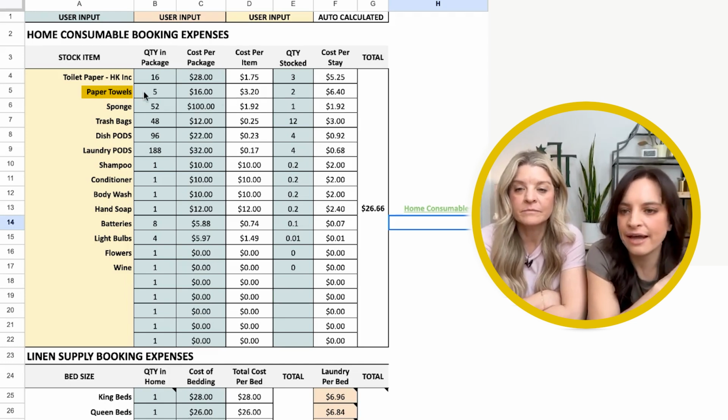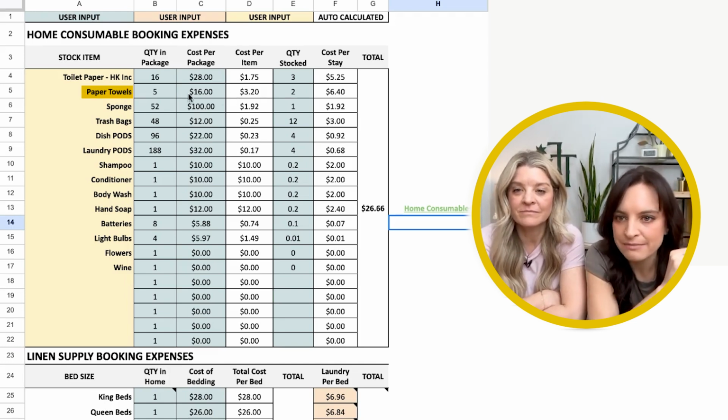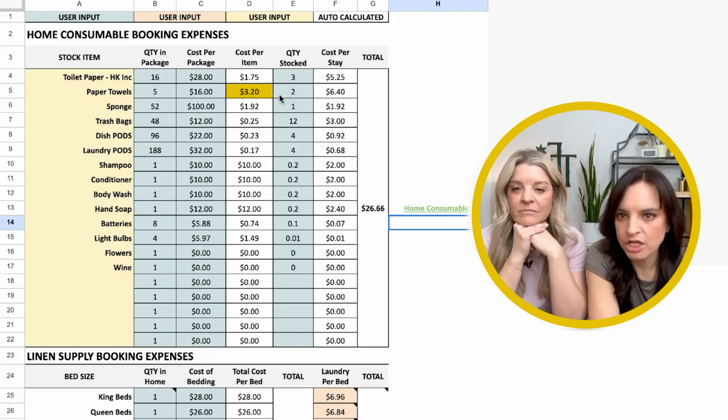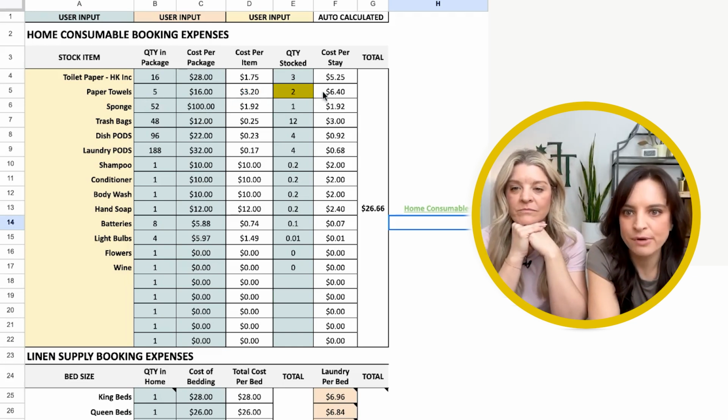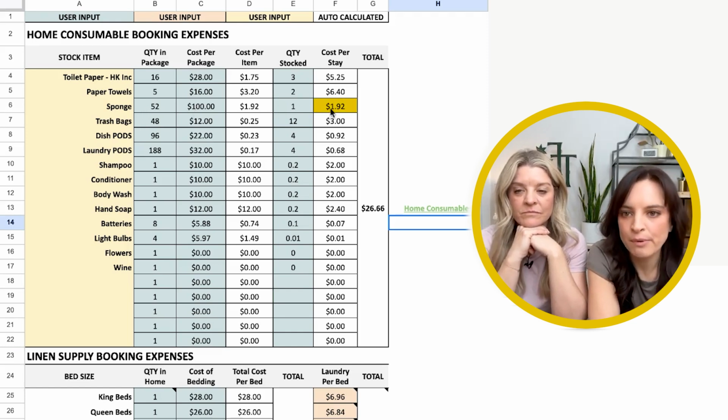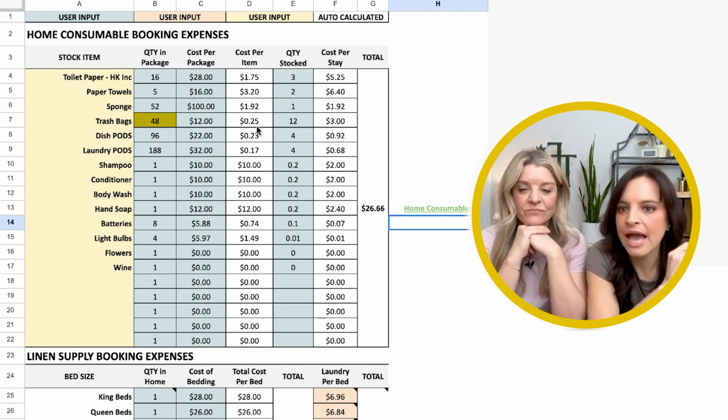Paper towels. Again, I buy a 5-pack. It costs me this much money. This is how much it is per paper towel. I stock 2. So there's my cost per stay for paper towels. Same with sponges. I get a lot on Amazon. Here's what it comes down to per stay. Trash bags. I buy them at 48. We leave 12 per unit or per stay. That's how much our trash bags cost us, right?